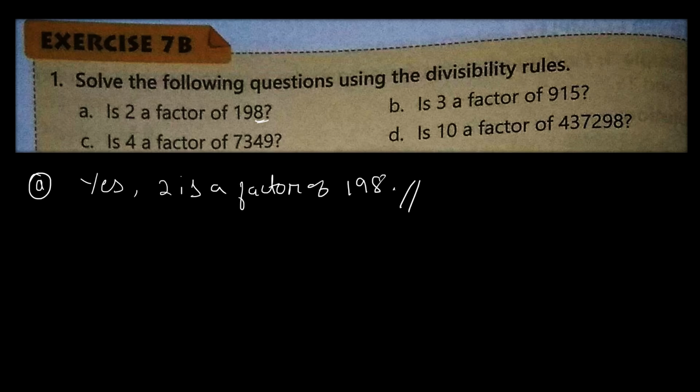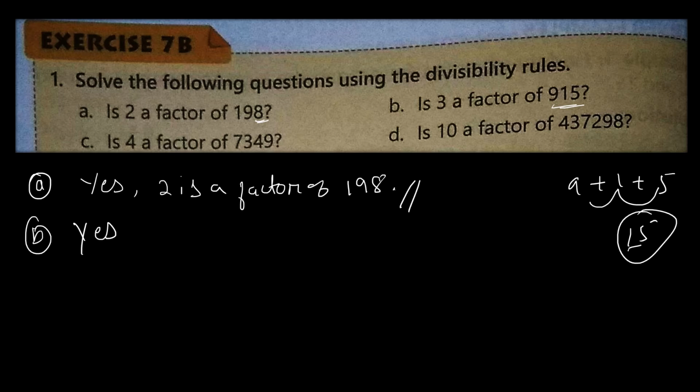Now, is 3 a factor of 915? So what we have to do is add the digits. 9 plus 1 plus 5. 9 plus 1 is 10, 10 plus 5 is 15. So 15 is divisible by 3, which means 915 is also divisible by 3. So yes, 3 is a factor of 915. Done.